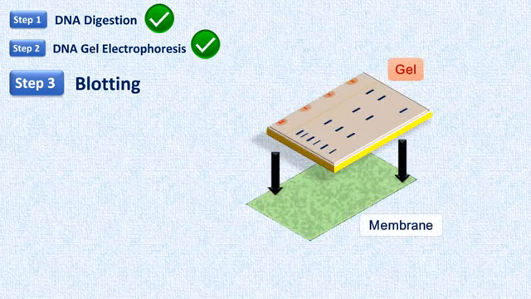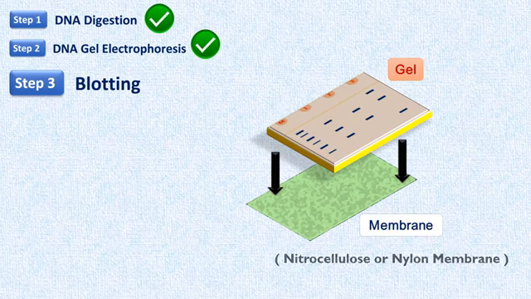In the third step, blotting is done. This means the DNA fragments are transferred from the gel to a suitable membrane. This membrane can be a nitrocellulose membrane or a nylon membrane. Nowadays, the most preferred membrane for such transfer of nucleic acids is the nylon membrane. This is because it has a high tensile strength and better binding capacity for nucleic acids. So, how is this transfer carried out?